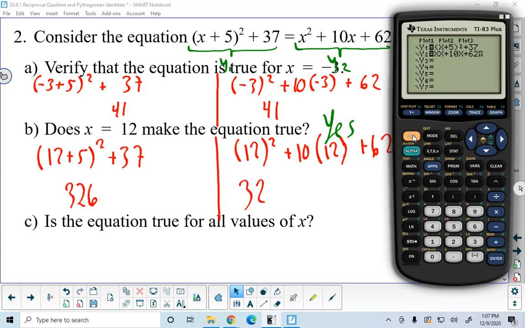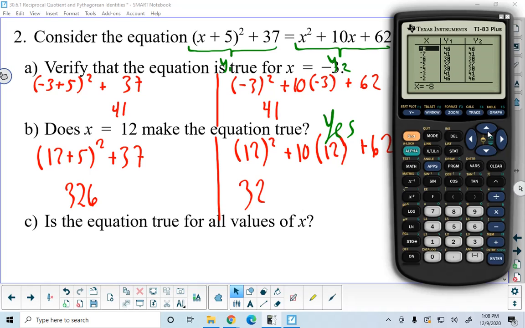Now my table is probably set up to be on automatic, which means it starts at 0 and goes up by 1. And when I look at my table, when x is 0, I get the same thing for the left side and the right side. And I can scroll around all I want, and that is true.